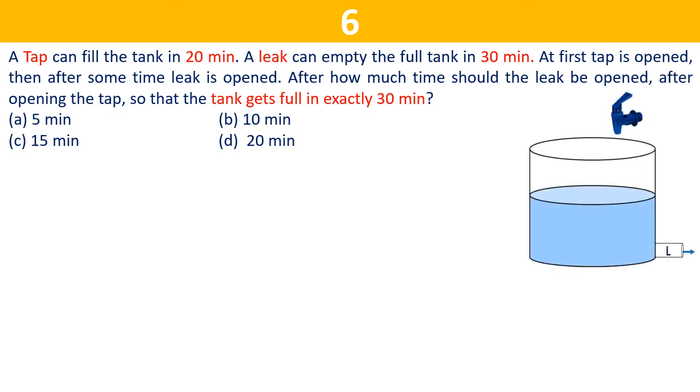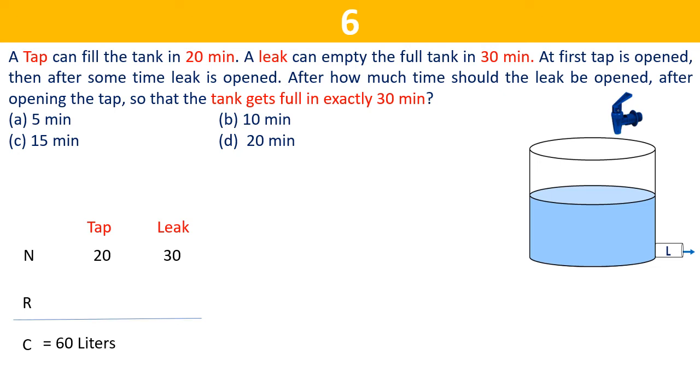So there is a filling tap and there is an emptying leak. The value of n is given as 20 minutes for tap and 30 minutes for leak, like this. The other two variables R and C I can write below it. The capacity of the tank, we can assume any number which is divisible by 20 and 30. Let us take it as 60 liters.